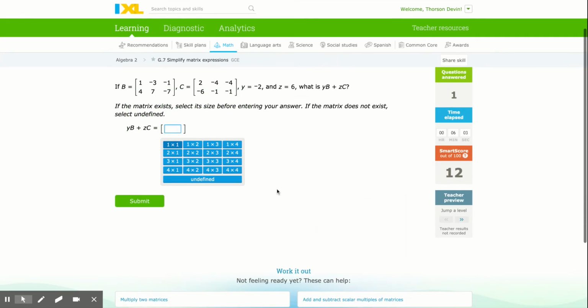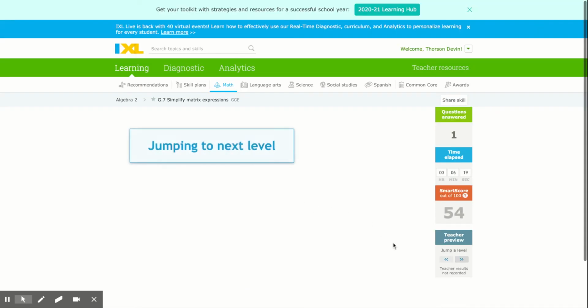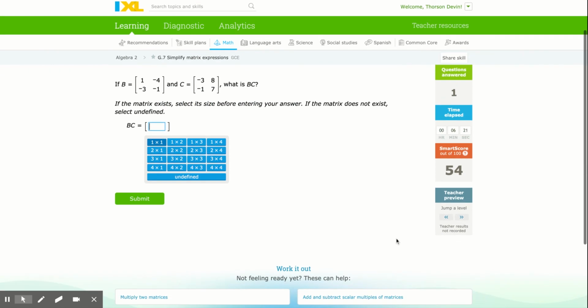Okay? Now again, first thing I'm going to ask myself is, can I add B to C? Well, they're both 2 by 3, so I can. I'm going to obviously multiply B by negative 2 first, and multiply C by 6 first, and then add. I'm going to jump up to one that's still multiplication, like this one.